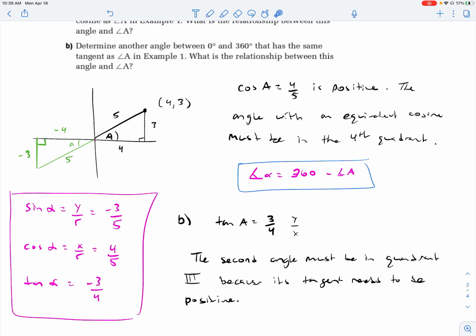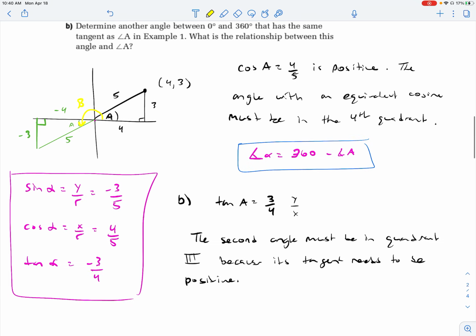So what's the actual angle of this terminal arm? Well, we always measure from the positive x-axis and go around. So we're going to call that, we'll switch colors, and I'll call that beta for the angle.